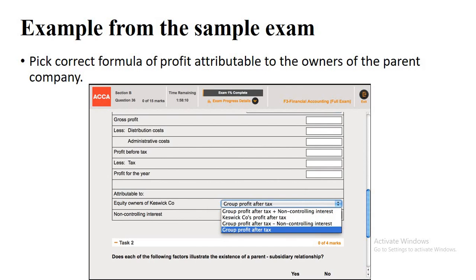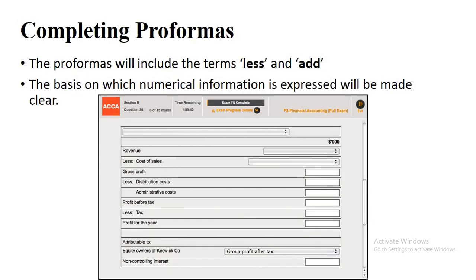Okay, now moving on. Here we have completing proformas. For candidates sitting the CB exam, proformas will be provided as necessary. You should be aware of the number of conventions involved when completing these. The proformas will include the terms less and add. The basis on which numerical information is expressed will be made clear.